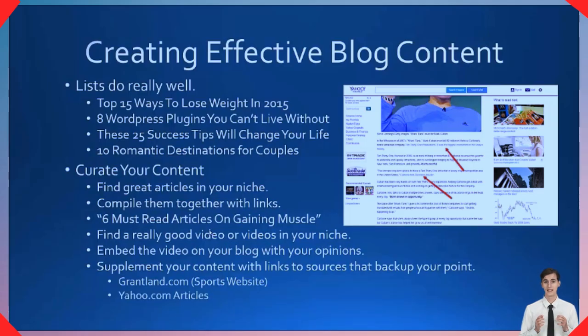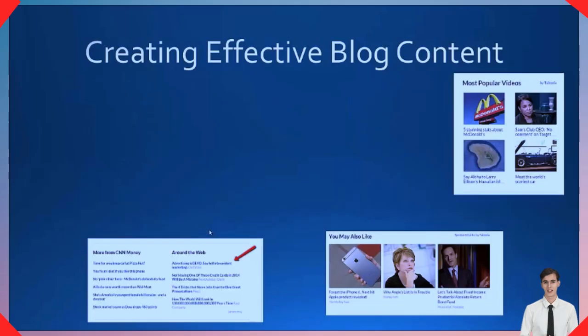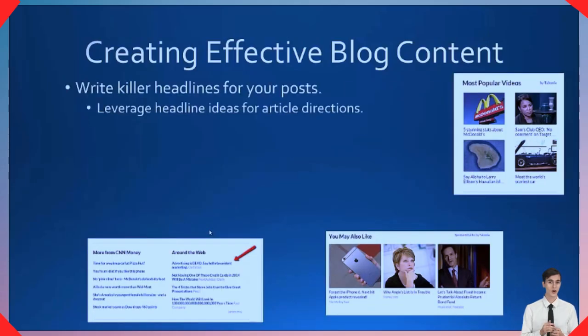Grantland.com, it's a big sports website. Yahoo.com articles do this. Grantland.com is kind of in partnership with ESPN, so it's absolutely huge. And they do this with their articles too. They write really big, high quality articles that are loaded with content and that people read and they stick around on their site. And so they're able to sell more ads. But the one thing they do really well is they link to other websites and other articles to help supplement the content that they're creating. Write killer headlines for your post. So you want to leverage headline ideas for article directions.